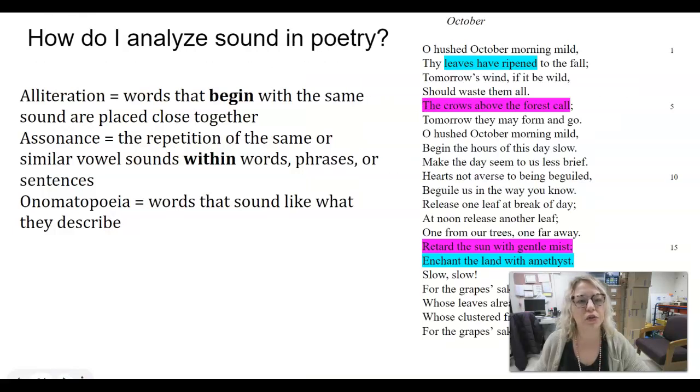All right, sound in poetry. Well, there's 3 words you should know the definition of. One is alliteration, and that's just when words begin with the same sound and are placed close together. Assonance is the repetition of the same or similar vowel sounds within words, phrases, or sentences. And then onomatopoeia, words that sound like what they describe. In our poem, you'll have to see if you can find some examples. I know in line 17 there is, with the repetition of S, "slow, slow." That's an example of alliteration. See if you can find any others.